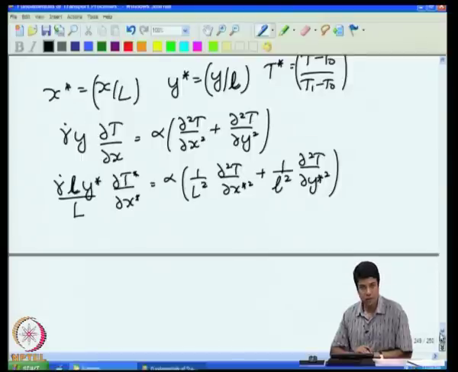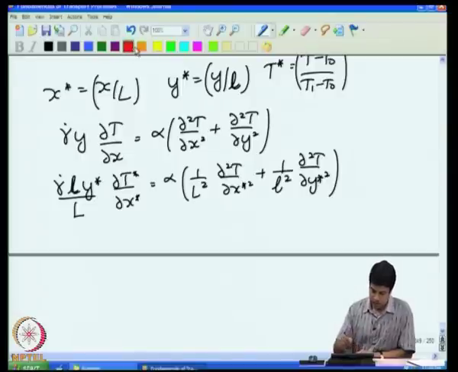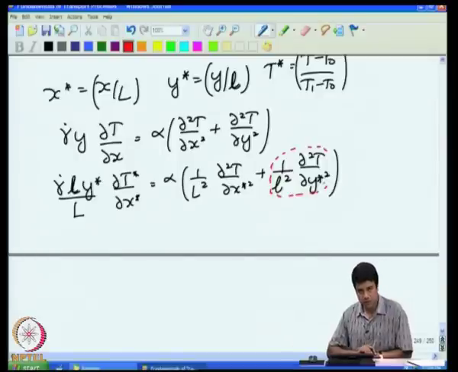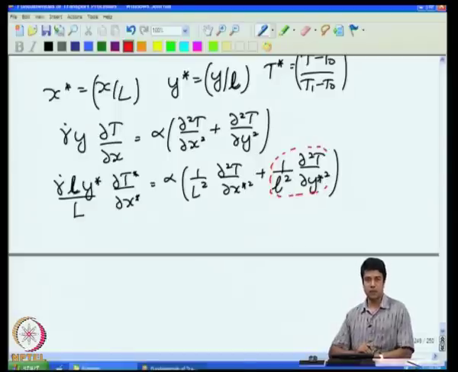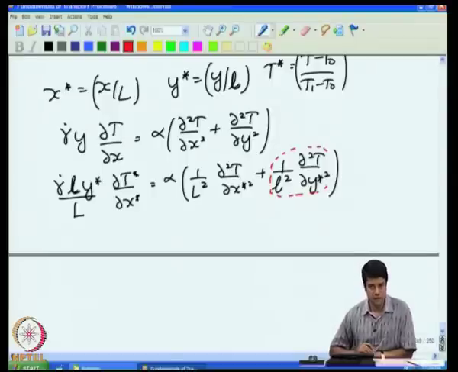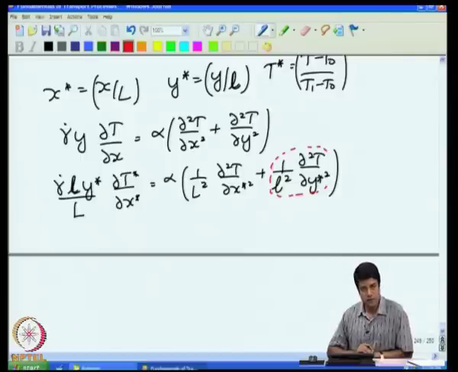Note that within this equation, in the diffusion terms, this one contains a prefactor 1 over small l square. The first term contains a prefactor 1 over capital L square. We had postulated that small l was small compared to capital L. That means that this diffusion term in the y direction is large compared to the diffusion term in the x direction, because the y term goes as 1 over small l square and the x term goes as 1 over capital L square. That means that this second diffusion term in the cross stream direction is large compared to the streamwise diffusion.